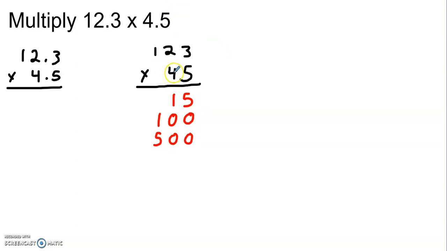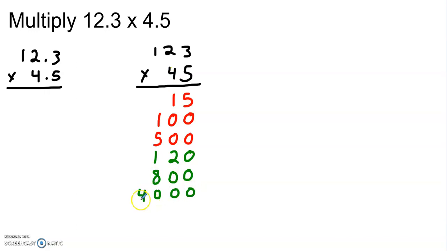Now this 4 is actually 40. So 40 times 3 is 120, because 4 times 3 is 12 and we add that 0. Then I have 40 times 20. Well, 4 times 2 is 8 and then I have to add 2 zeros because I have a 20 and a 40. So that's going to give me 800. Then I have 40 times 100. 4 times 1 is 4. 100 has 2 zeros, the 40 has 1, so I have to add 3 zeros at the end. So I end up having 4,000.